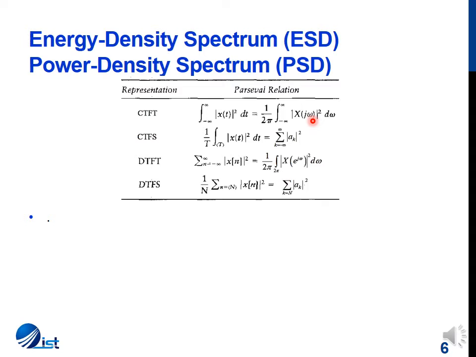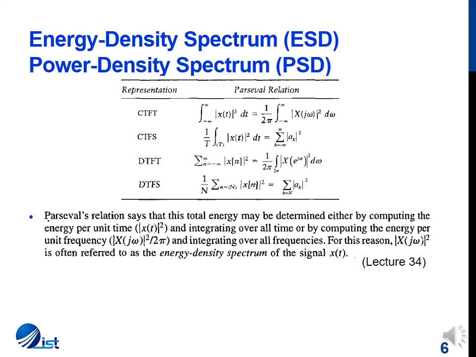Similarly, if we have a periodic signal and we determine signal power, it is the same as the signal power determined from the frequency domain perspective. Now we have already studied the concept of energy density spectrum in lecture 34, which says that this magnitude |X(jω)|² is describing how the signal energy is distributed versus the frequencies ω. Therefore, it is known as energy density spectrum.